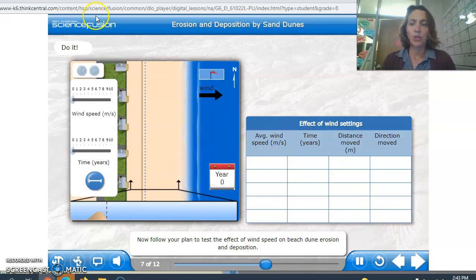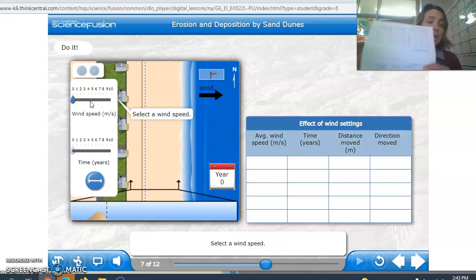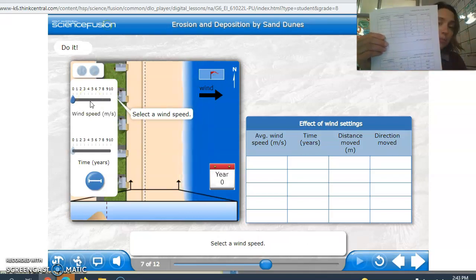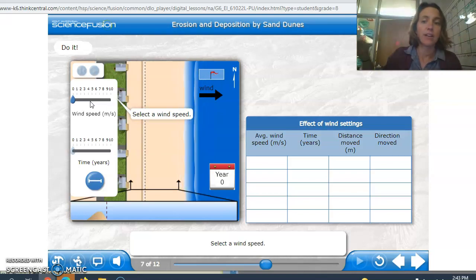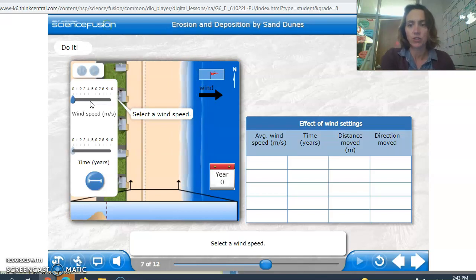All right, so you are going to change your average wind speed from 1 to 3 to 5 to 7 to 10, and that is already predetermined, and you're going to run the experiment at these different wind speeds for 10 years and measure the change. The measurement part is always the tricky part.